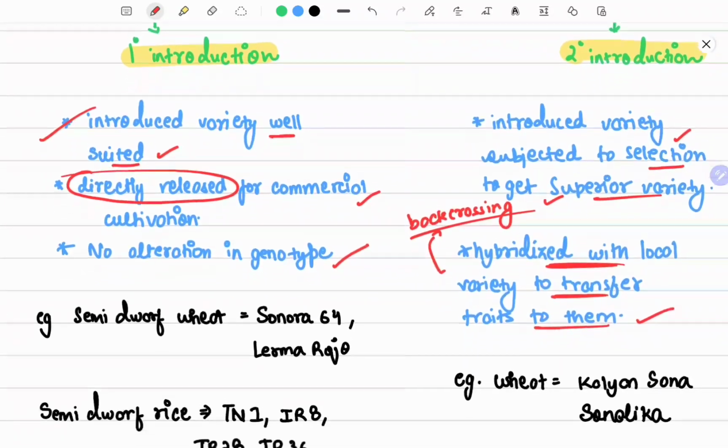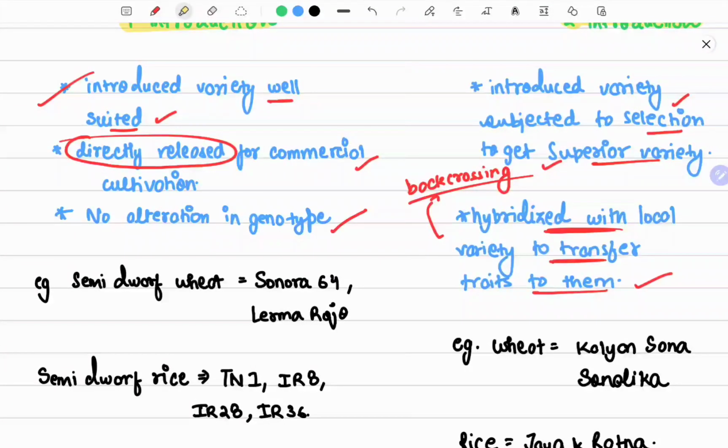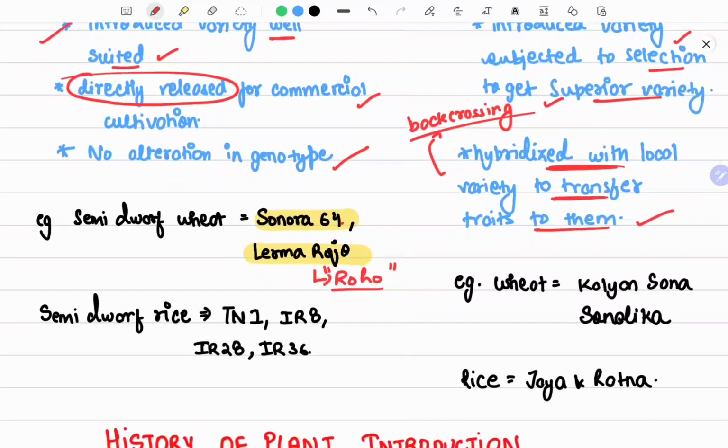We will see some examples of primary introduced varieties, like the semi dwarf wheat Sonora 64 and Lerma Rojo. Semi dwarf rice varieties like TN1, Taichung Native 1, IR8. These are very famous varieties. IR28, IR36. These are the primary introduced. They were directly introduced and released as commercial in India. In this chapter, whatever varieties we discuss will be discussed with respect to India, so don't get confused at any point.